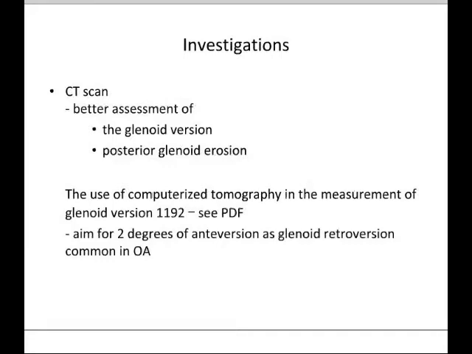There's a large study that's been used looking at CT, looking at version, and it varies. In one study, it says about 2 degrees of anteversion is sort of the normal that you should be expecting, and that's what you should be aiming for. Sorry, because the glenoid is often retroverted in osteoarthritis.